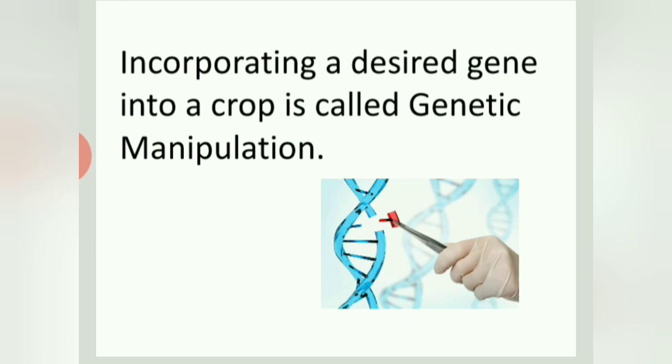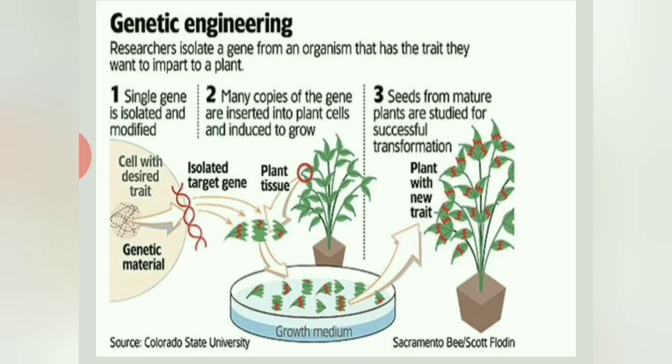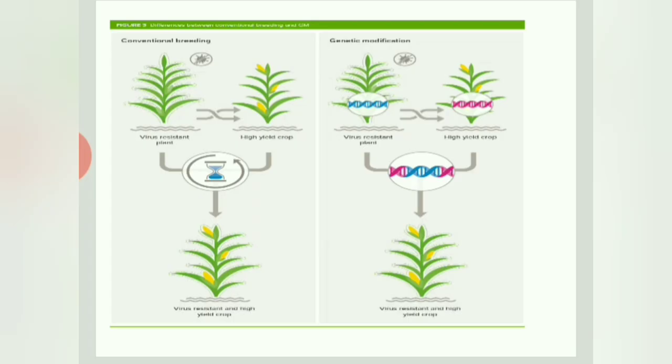The next method is called genetic manipulation, where we incorporate a desired gene into a crop. So here there are some steps given in this slide, showing how this process is executed. First, researchers isolate the gene from the crop and insert it into the plant cell. Seeds from the mature plants are studied for transformation, and then new plants are grown from the new seeds.